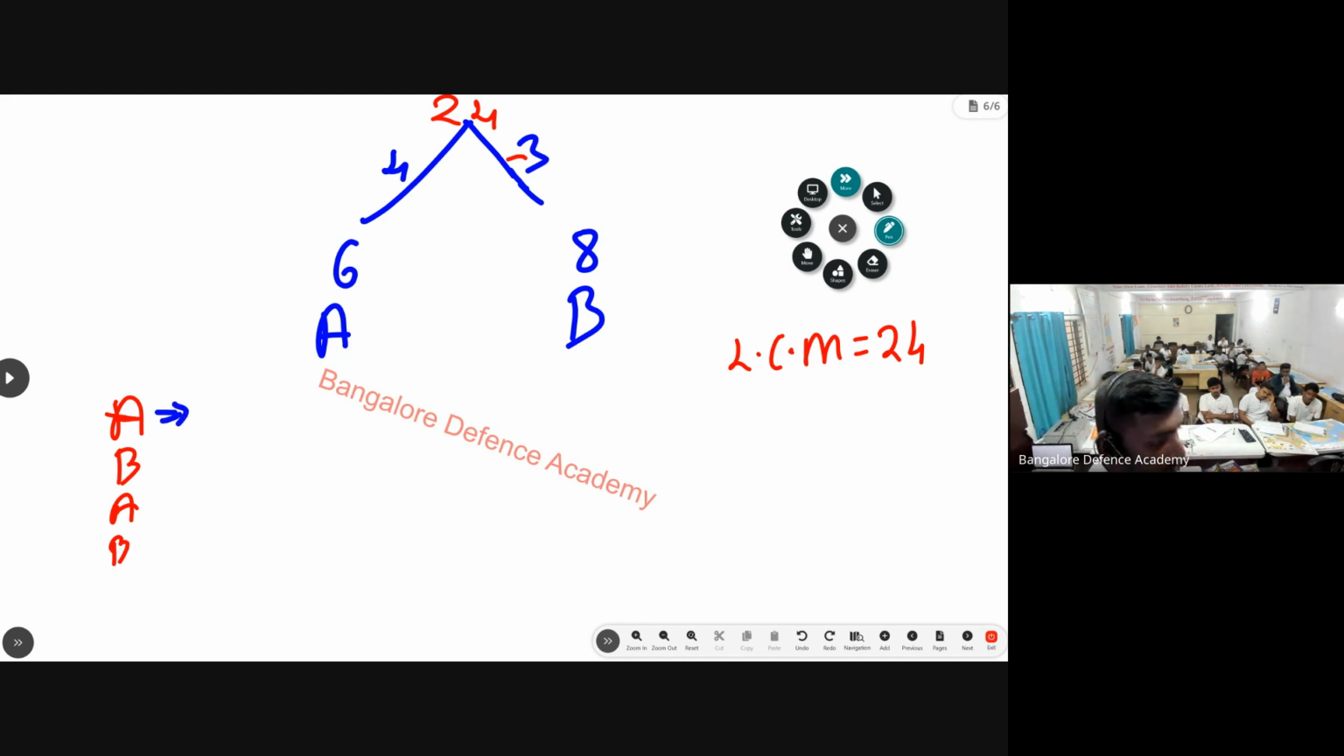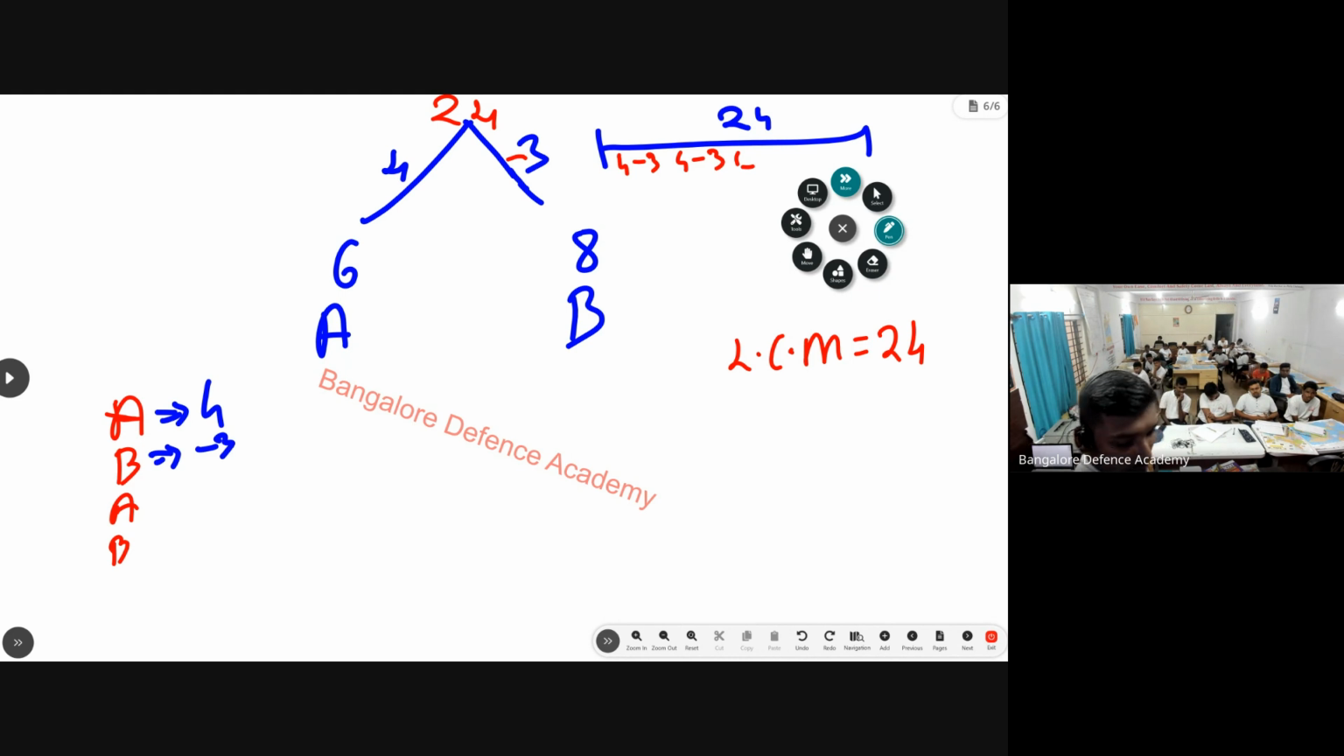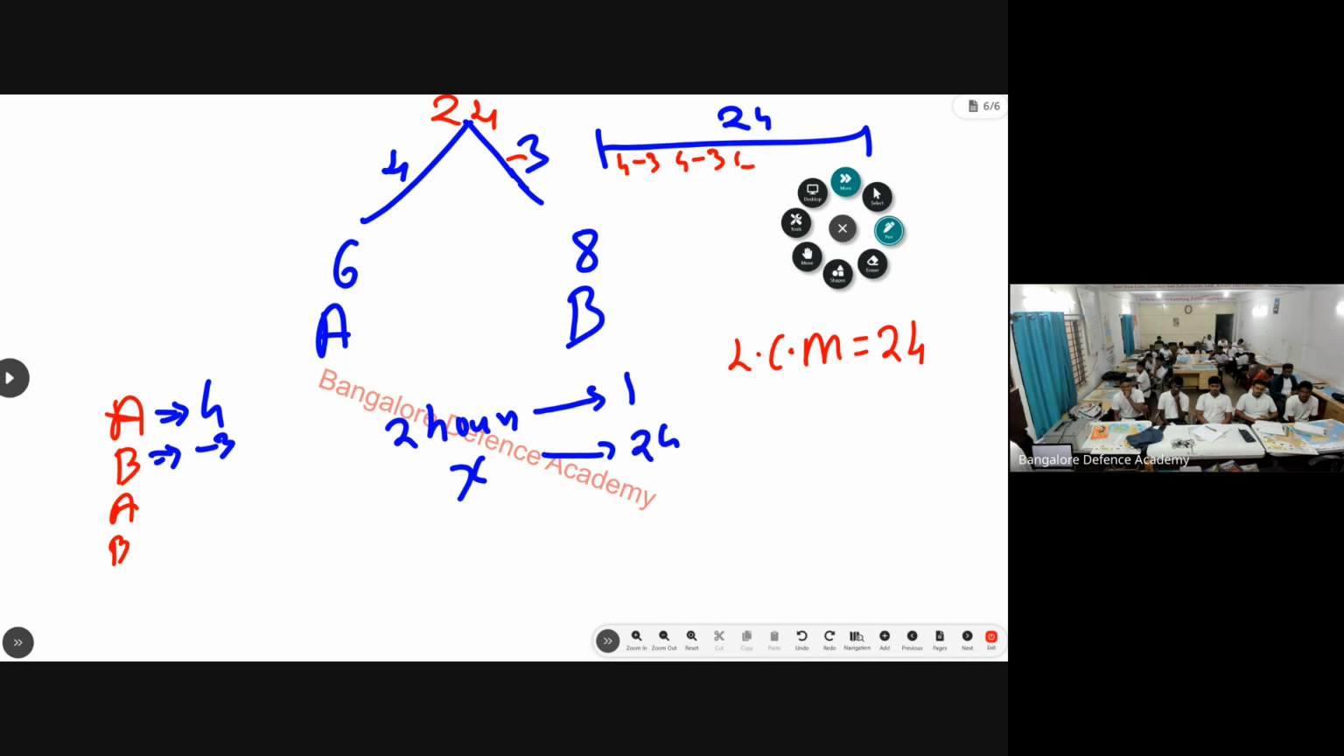Now look at this. In the first hour, the work done is 4. Second hour, minus 3. Next, 4. Next, minus 3. So first is 4, second hour minus 3. Every 2 hours, what is the unit of work done? One. Every 2 hours, one unit of work is done. So how many hours will be required to do 24? Now calculate it.